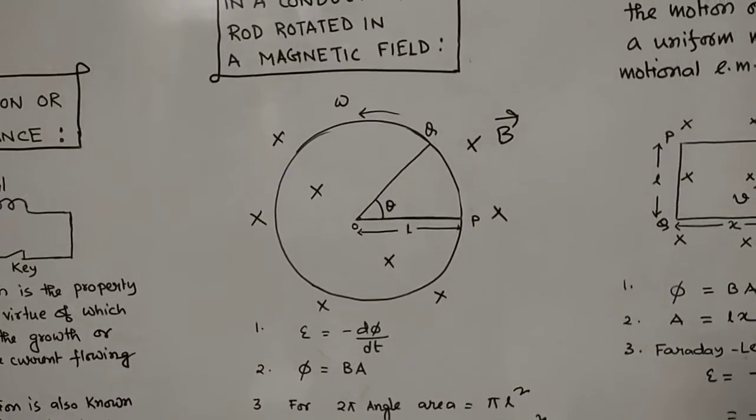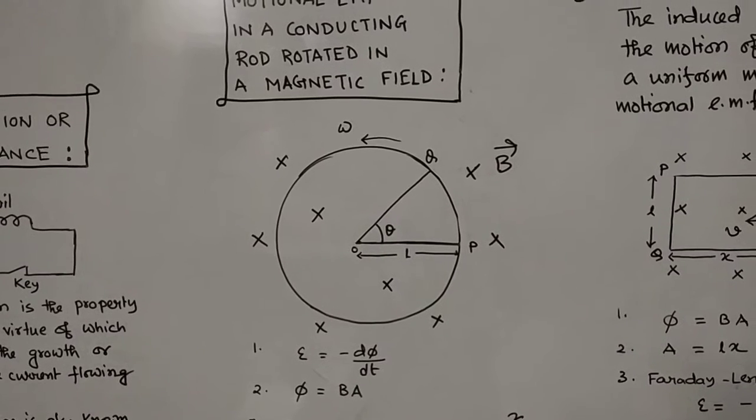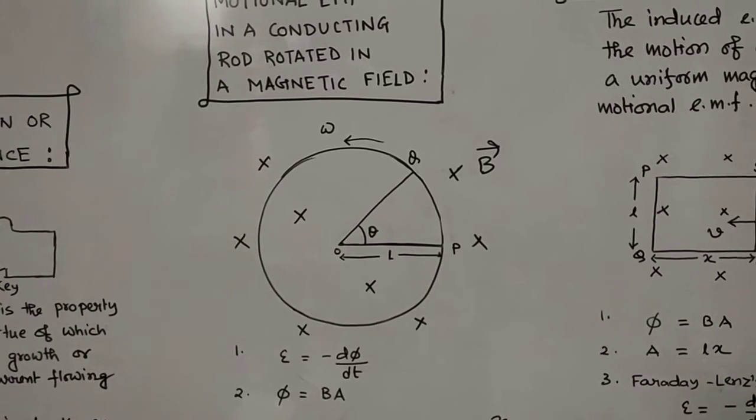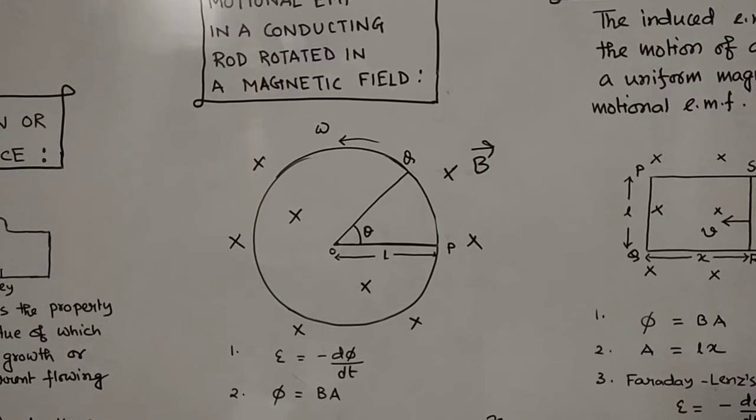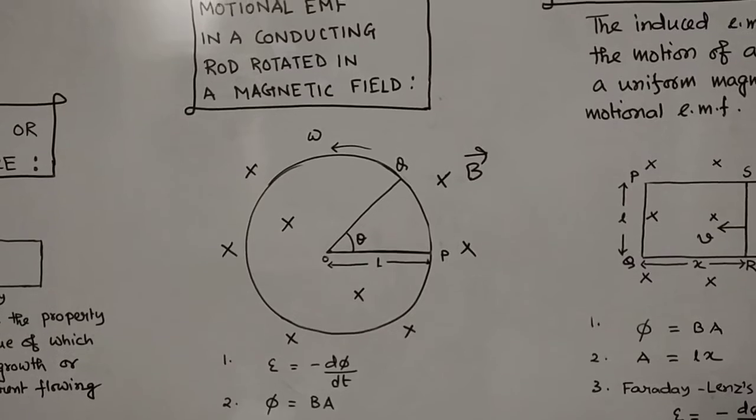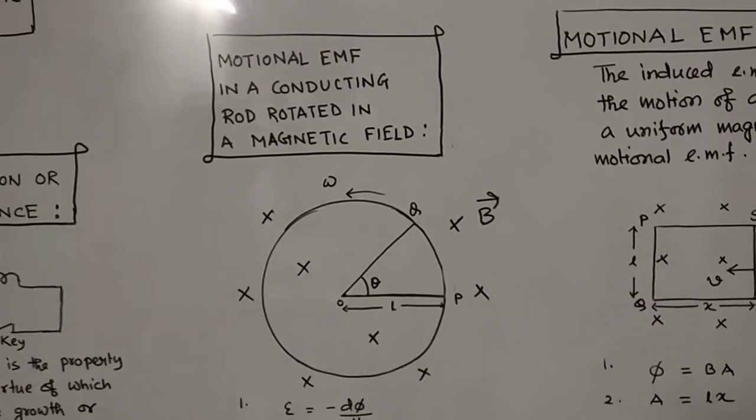So in the figure we have to definitely give the magnetic field notation, because you are rotating the rod in the magnetic field as per the topic.